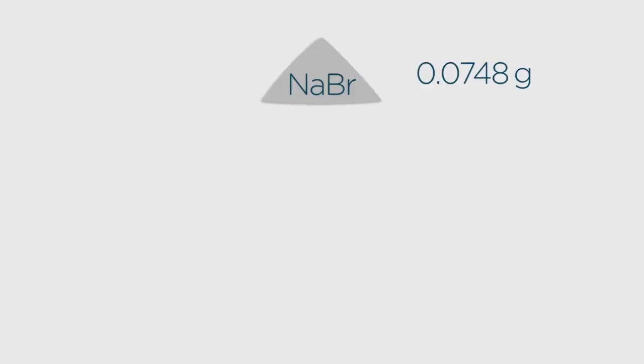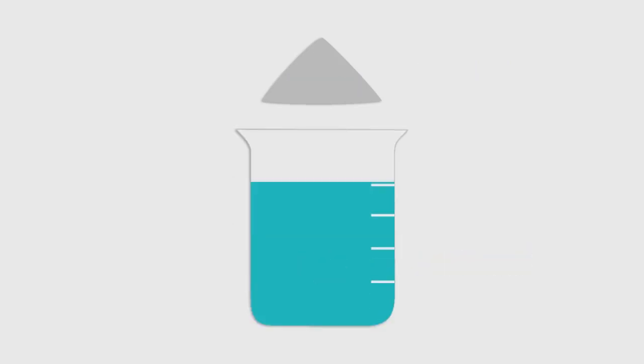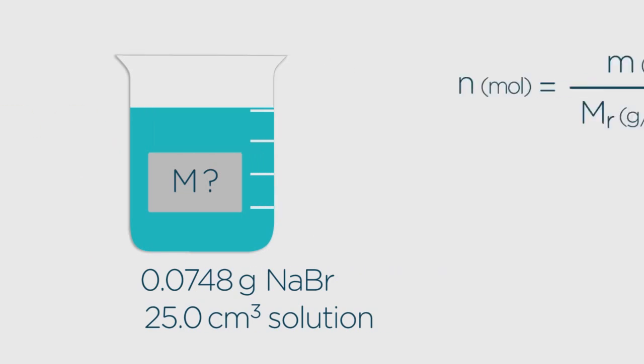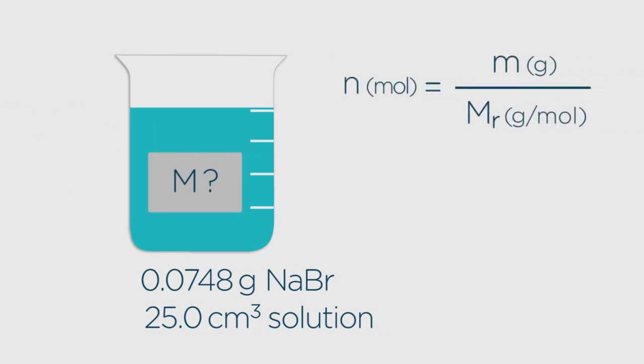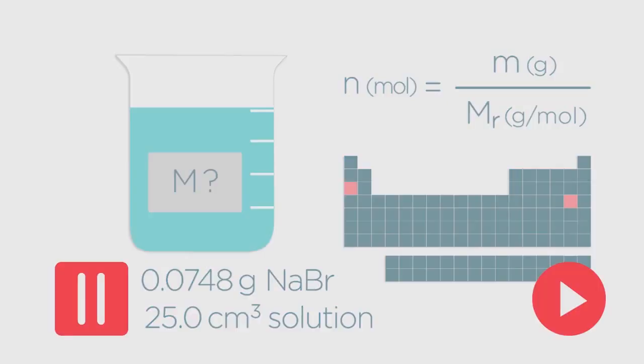You've dissolved 0.0748 grams of sodium bromide salt in 25.0 centimeters cubed of water. What's the molarity? Now don't panic. Simply use this equation, which lets you convert mass into moles, and use your periodic table to find the molar ratio of sodium bromide. Pause, calculate, and resume.